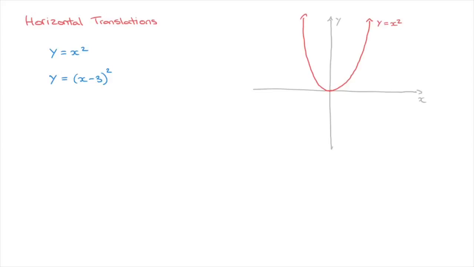Now, you can go ahead and check with your graphical calculators, but this new curve, y equals (x minus 3) squared, will be identical in shape to the one we see here, but it will be shifted to the right by 3 units. So starting from 0, that's 1, 2, 3. And it will look something like this. That's y equals (x minus 3) squared.